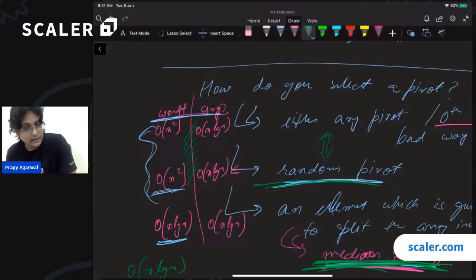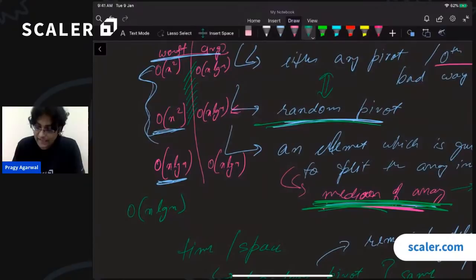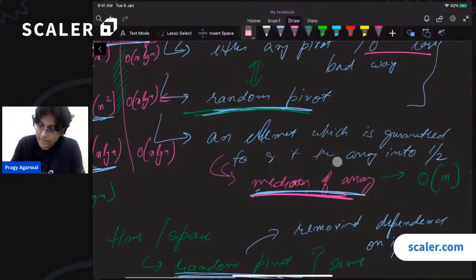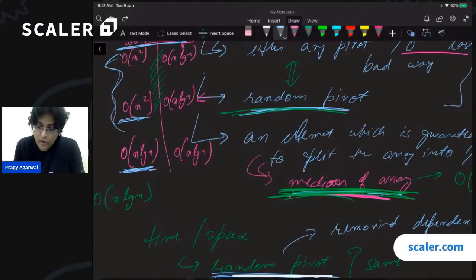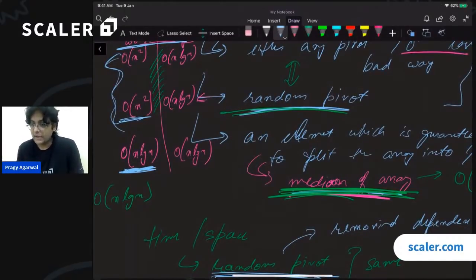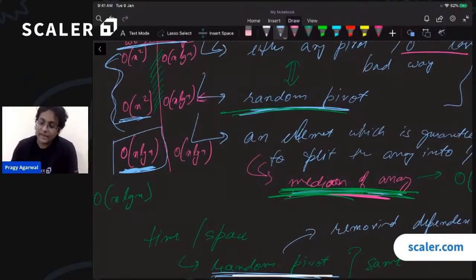Choosing the pivot randomly would create dependence. However, in this case we are choosing the pivot intelligently, so that dependence doesn't really matter, because we are guaranteed to split the array into half. So nobody can attack us. We are guaranteed that we'll get an n log n complexity. So the input dependence does not matter in the median case because we are choosing the median intelligently.